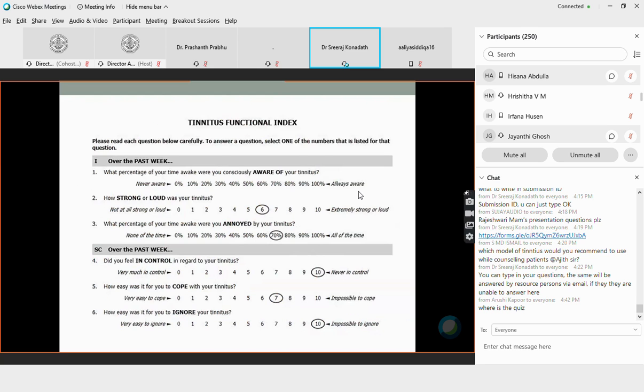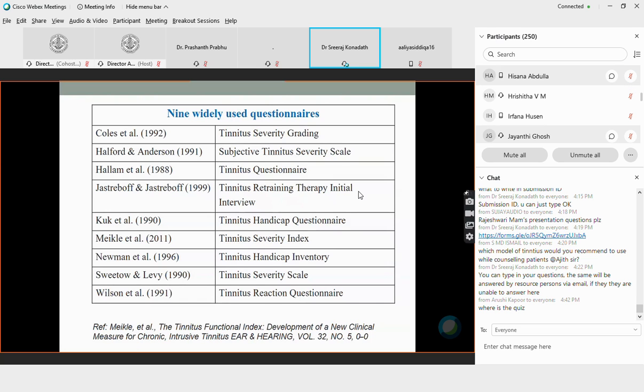So this is how the questionnaire looks. You have the questions in percentage, or sometimes in 0 to 10, where 0 is 0% and 10 is 100%. So the questions are there like that. You can go for assessing through questionnaires also. And these are the 9 widely used questionnaires that are there. 3 questionnaires I've already explained to you. Other questionnaires are also there. If you find they are suitable for you, you can use these as well.